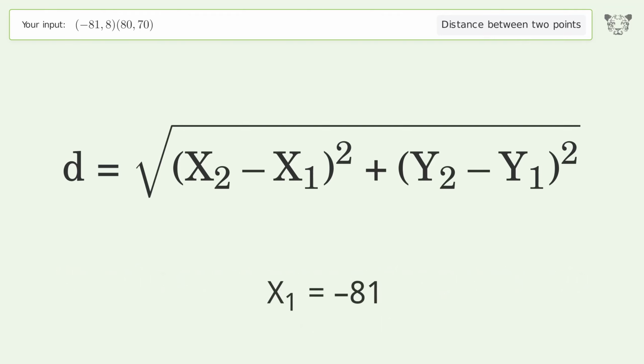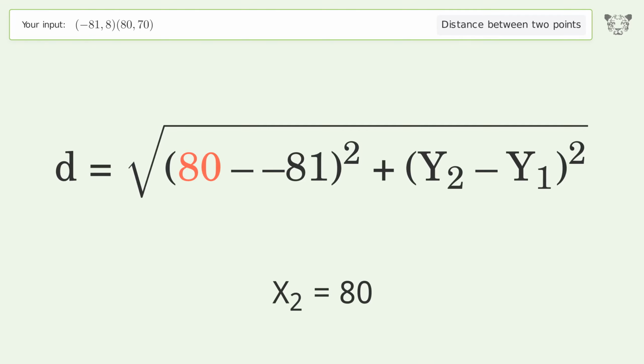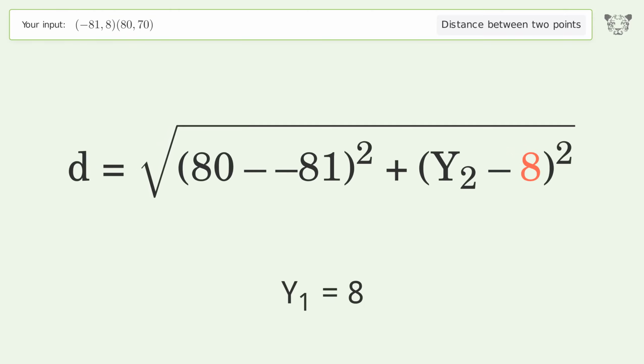x1 equals -81. x2 equals 80. y1 equals 8. y2 equals 70.